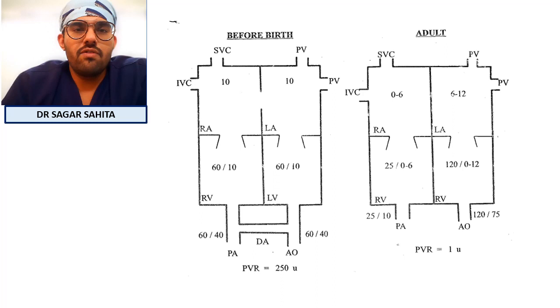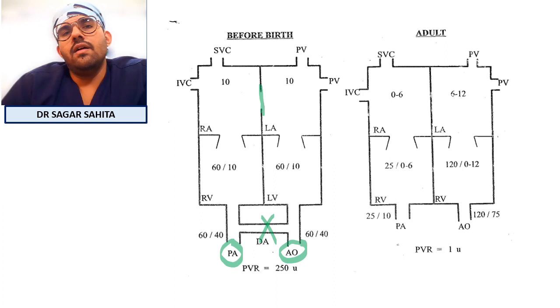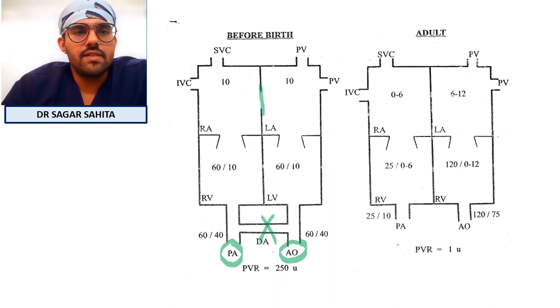As you see, before birth, the right and left sides of the heart had almost equal pressures, and the pulmonary vascular resistance was almost equal to the systemic vascular resistance. The changes that take place at birth are closure of the ductus venosus, expansion of the lungs, closure of the foramen ovale, and closure of the ductus arteriosus.